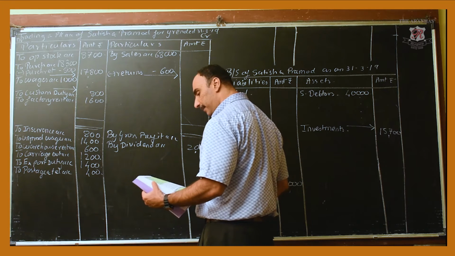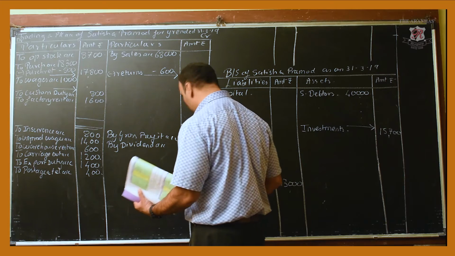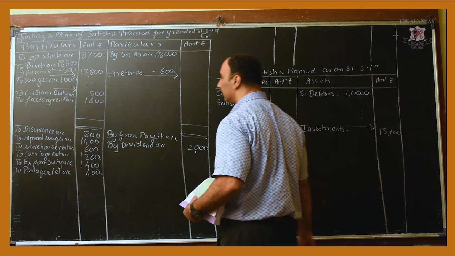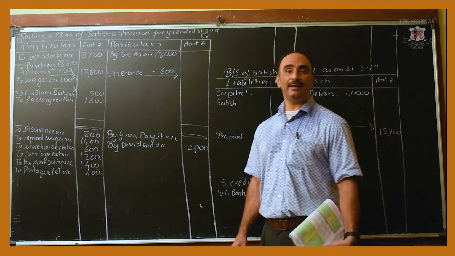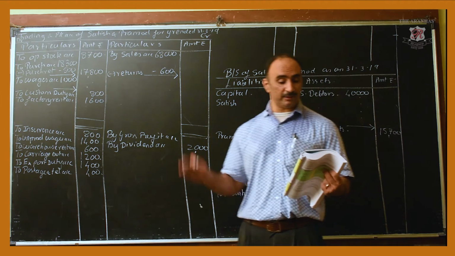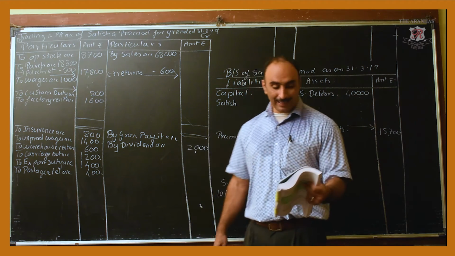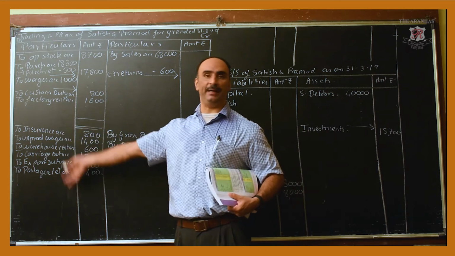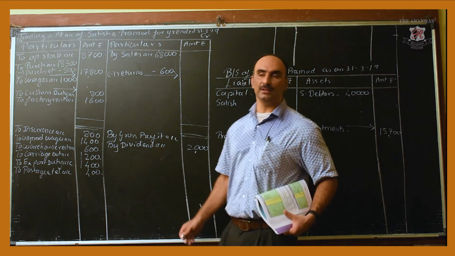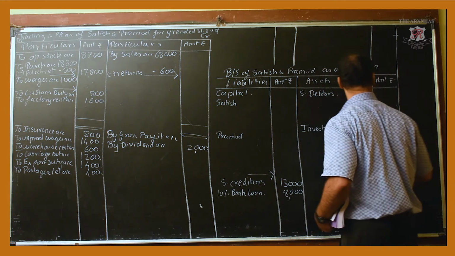And the 10% bank loan, what is the amount? 8,000. Now to calculate the interest, how much interest we have to pay on this bank loan, because it is taken on 1st of July and they haven't given us any interest paid. We didn't come across any interest. So that means we haven't paid any interest.